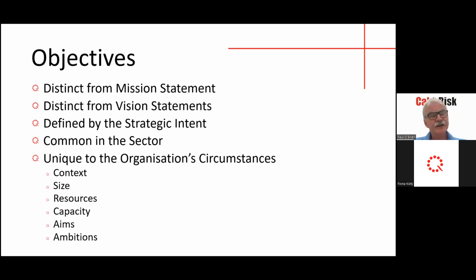The objectives then are distinct from mission statements. So a lot of organizations have mission statements and vision statements, and those generally are the realm of the directors and the senior leadership and the stakeholders. The big why are we here's and the big what are we here to do's. And then they become defined by the strategic intent. So a strategic plan is developed, and it's from the strategic plan that the objectives of the organization emerge. And then the objectives are operationalized by the senior management team and then down through the organization.